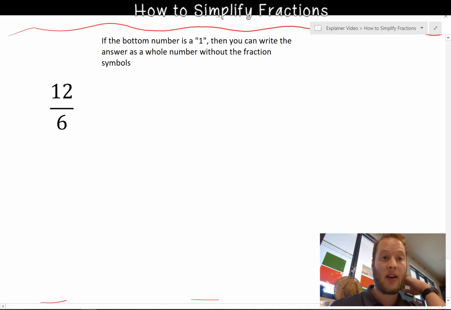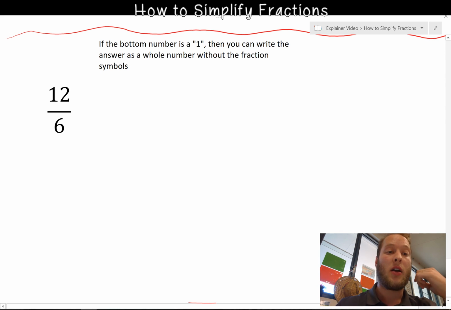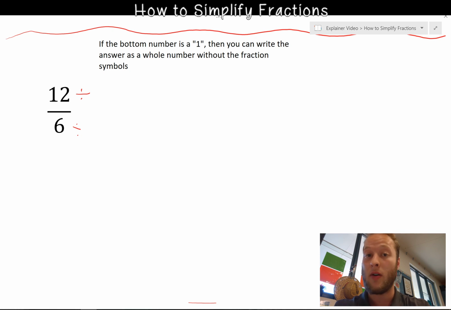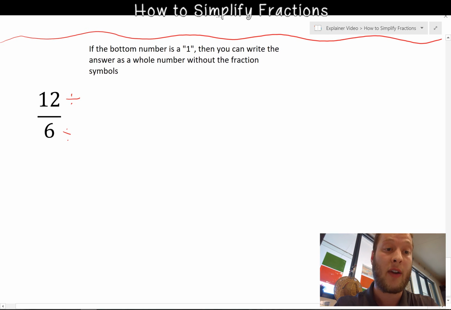And here's my final example. Again, this is an improper fraction. The top number is bigger than the bottom. So again, if I tried to simplify it first, which it doesn't matter if you try and convert it first or not, I can go, what goes into both 12 and 6? Well, 2 goes into both, 3 goes into both, and 6 goes into both, because 6 times 2 is 12. So 6 is my biggest, highest common factor.